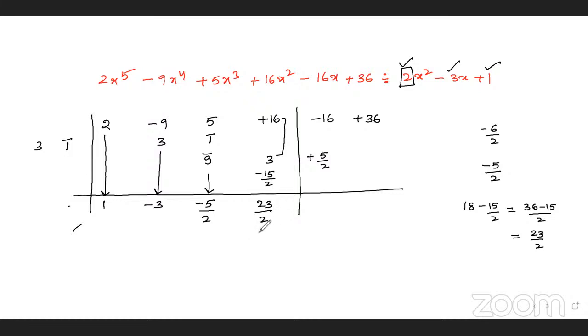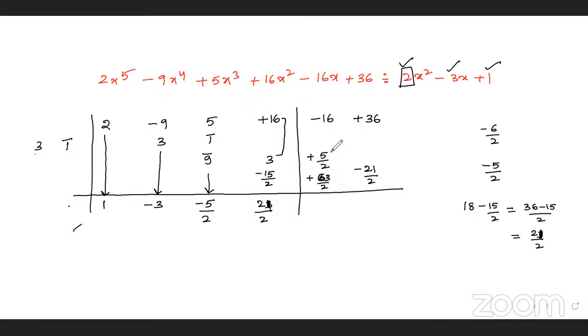Now 21, I guess, sir. Sorry? 21 by 2, right? 21 or 36? Okay, 36 minus 15, it is 21. Right, 21 divided by 2. Now 21 divided by 2 into 3 gives us 63 divided by 2. And 21 divided by 2 into minus 1 is minus 21 divided by 2.